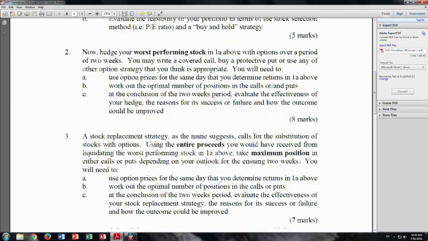So the second part here means out of the 6 stocks that you have, you pick the worst performing stock. Either it loses the most money or makes the least profit. Now, if you're so good that all 6 stocks make a profit, then you choose the one that makes the least profit. So only one stock, the worst performing stock.